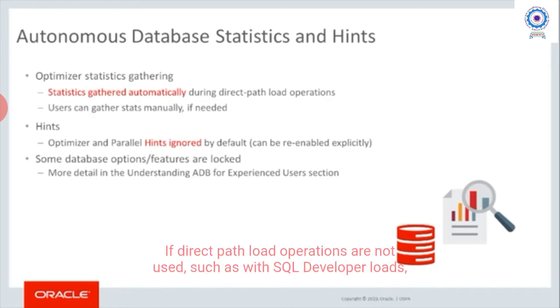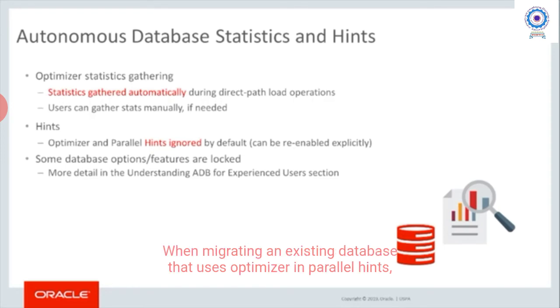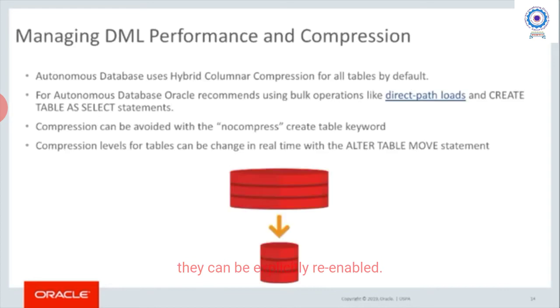If direct path load operations are not used, such as with SQL Developer loads, the user can gather statistics manually as needed. When migrating an existing database that uses optimizer and parallel hints, ADB will ignore those by default. Because ADB runs in a highly tuned Exadata environment, most database operations should run faster, or at least as well, as a database tuned with lots of hints to perform faster. Should hints be required for some reason, they can be explicitly re-enabled.